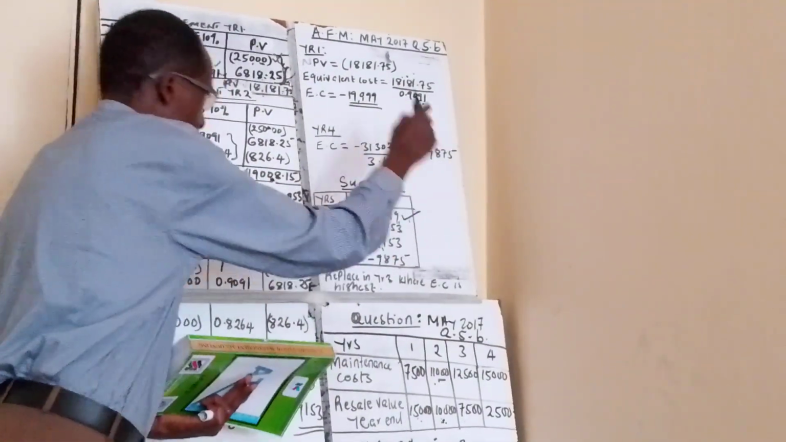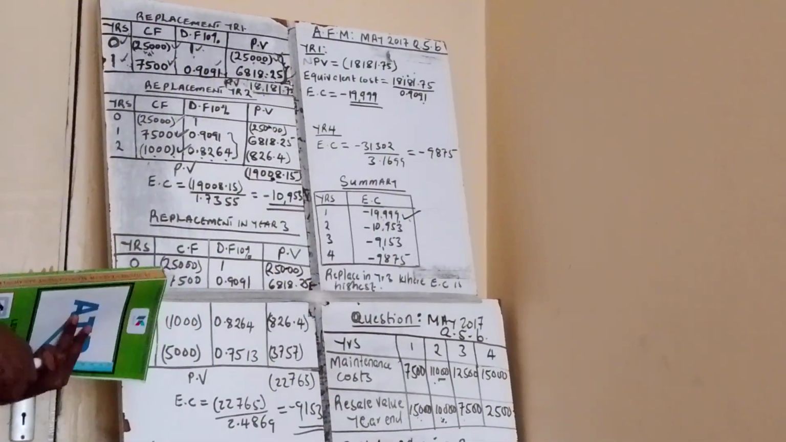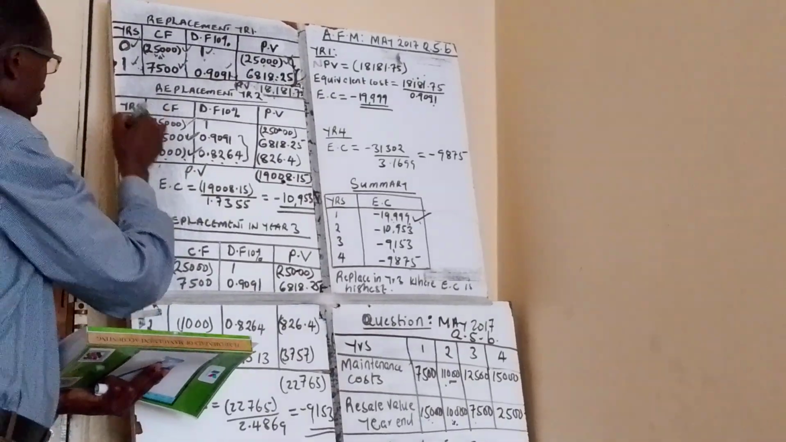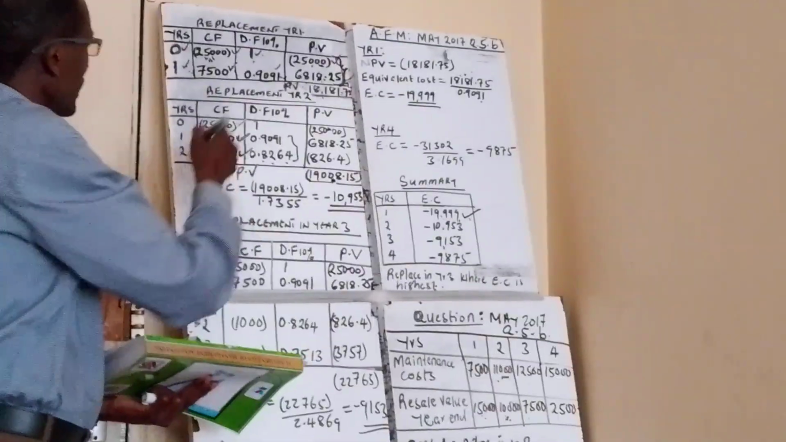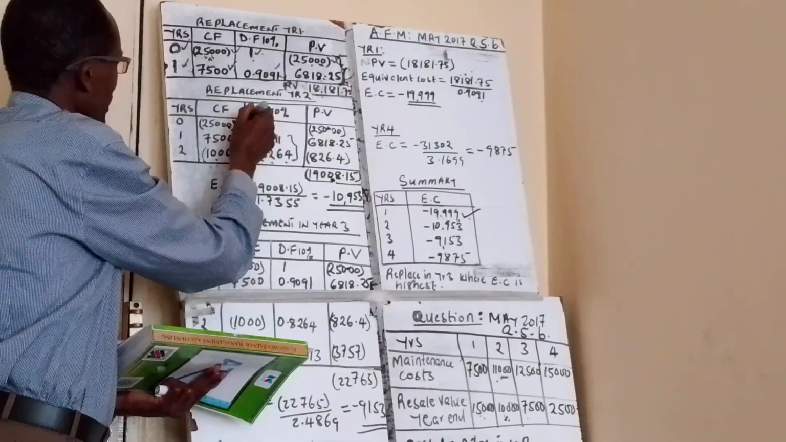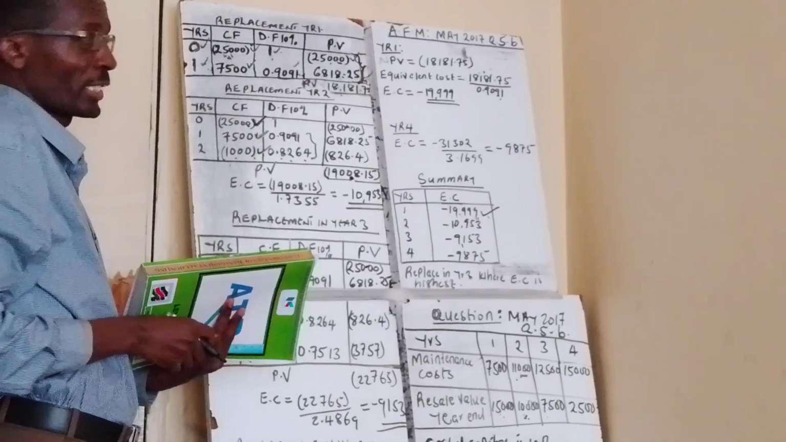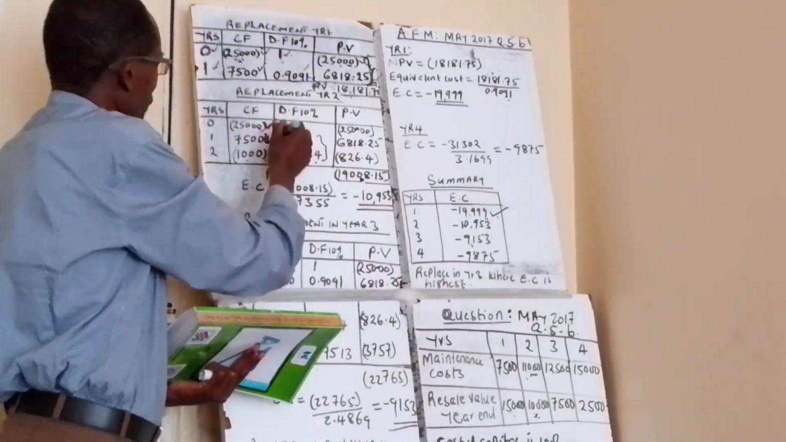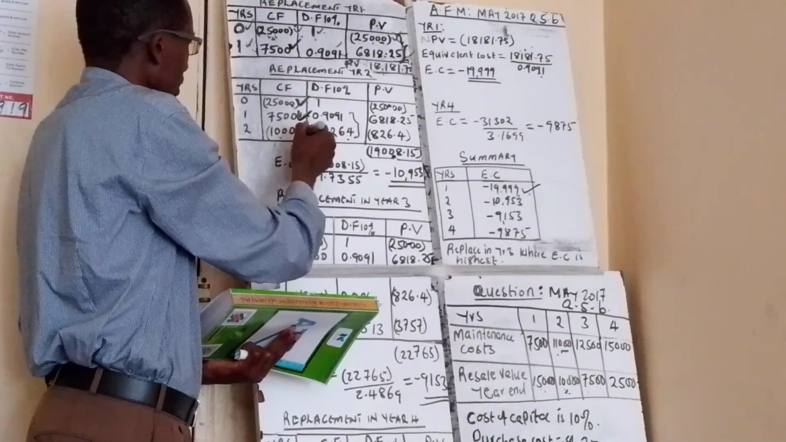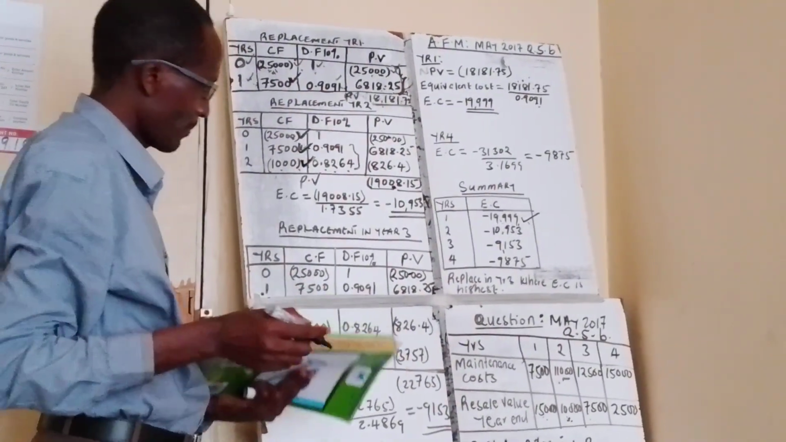So year one, you put the equivalent cost there. We go to year two, you take year zero, year one, year two. These cash flows for year zero, they are the same here. 25,000 was the initial capital outlay, an outflow. Year one, we have it from here. We only need year two. Year two, what happened?